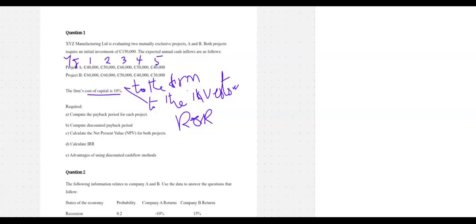So when you see rate of return, it's not wrong because in that sense, they are giving that rate from the viewpoint of the investor. But here it says the cost of capital is 10%, meaning they are giving it from the viewpoint of the firm, XYZ Manufacturing Limited. All right. So the first question says we should compute the payback period for each project.